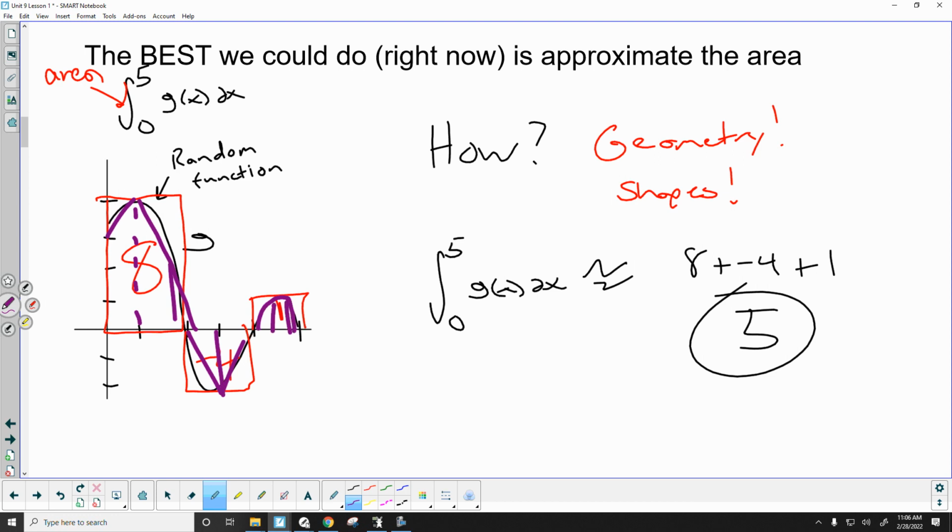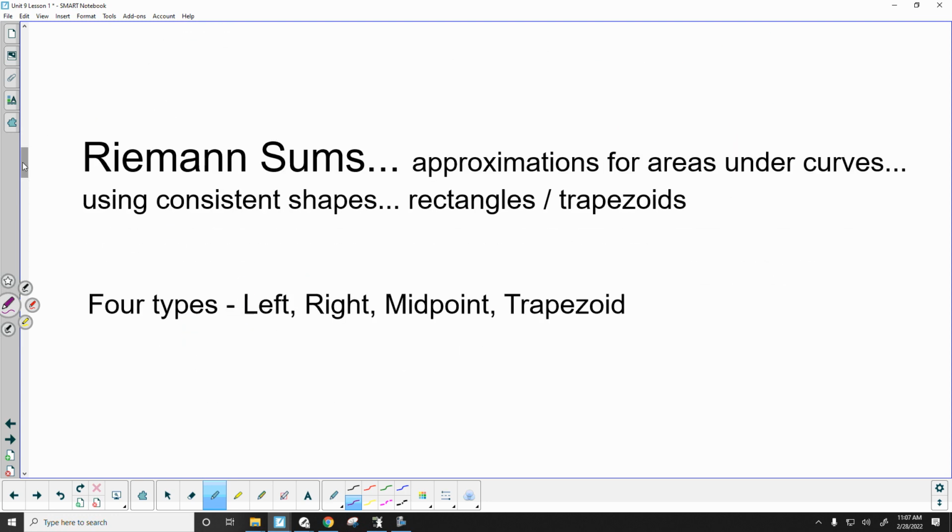Well, there's a guy who thought of this. His name was Bernard Riemann. And Bernard Riemann says, you know what? Let's formalize the process so that you don't have to think about what shape to use when and how many shapes. I'm going to tell you what shape to use. I'm going to tell you how many shapes to use. You just do what I tell you to do. Got it? And he created a Riemann sum. So the Riemann sum will tell you what shape to use, how many shapes to use, and how to use them and how to create them.